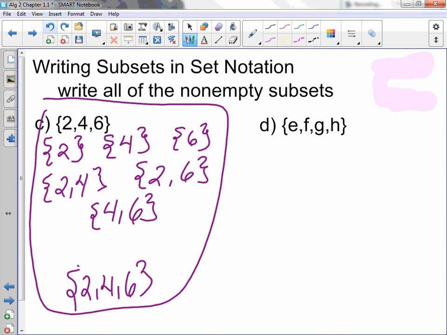So that increased a little bit, didn't it? Because when we had 2, we only really came up with 3 subsets. We go to 3, 1, 2, 3, 4, 5, 6, 7. It increased a decent bit.